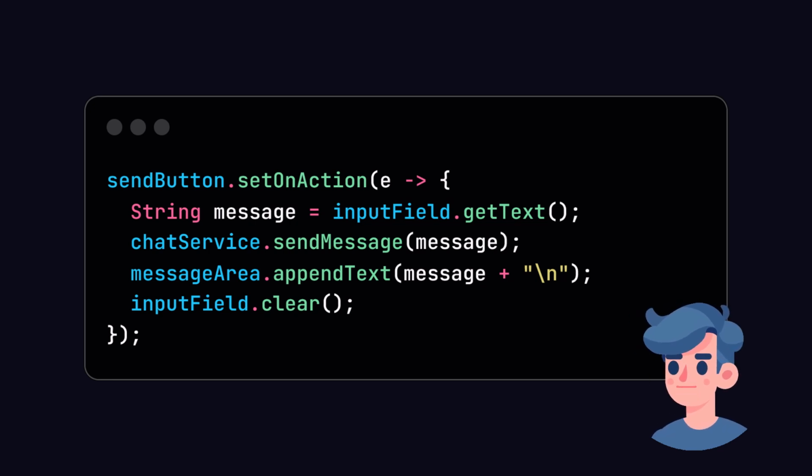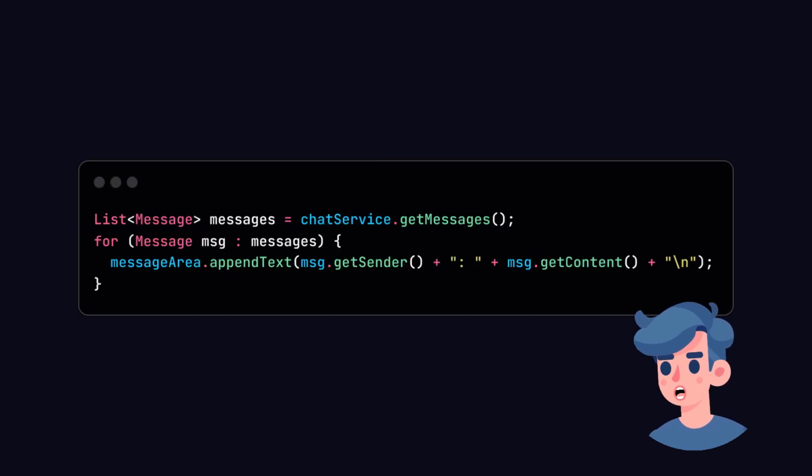First, we need to create an instance of chat service and set up the button action to call send message. Next, we need to load and display existing messages when our chat application starts. You can do this by retrieving the messages from the blockchain and displaying them in the text area.